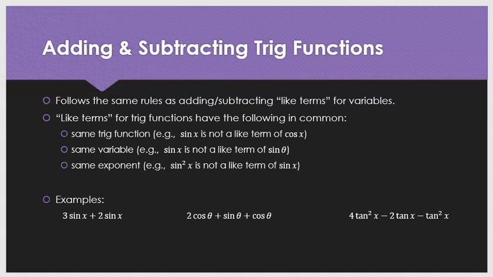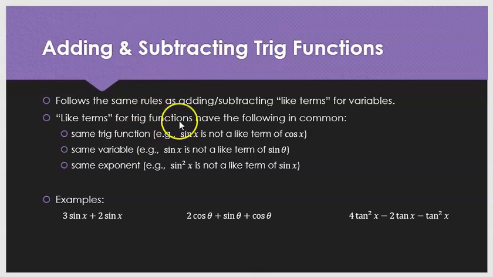For our first operation, we'll look at adding and subtracting trig functions. This will follow the same rules you've used for adding and subtracting like terms for variables. For example, you cannot add two like terms if they are not both using the same variable. You couldn't add an x and a y, for example. So for trig functions, you can't add sine and cosine or sine and tangent. It has to be the same trig function.